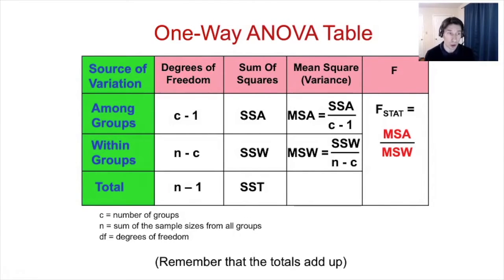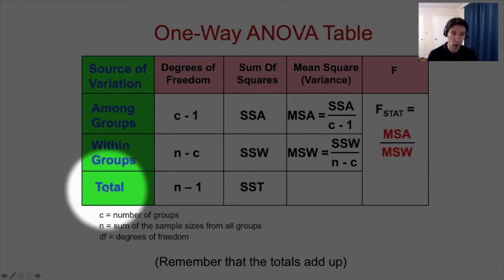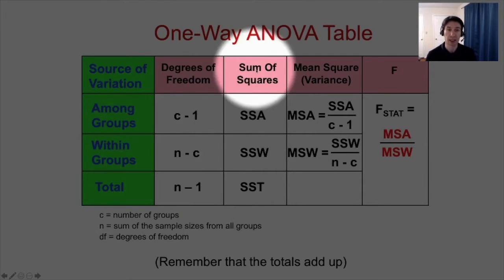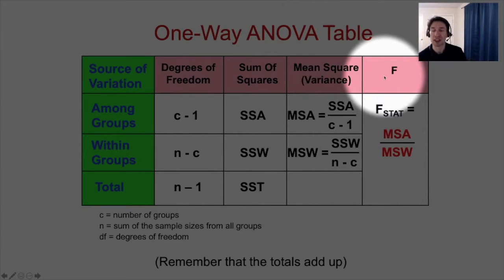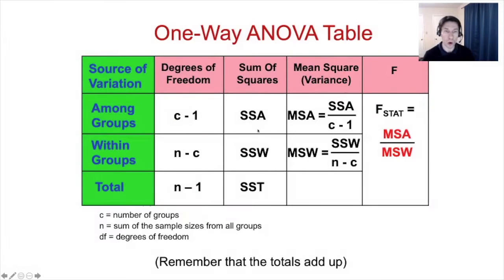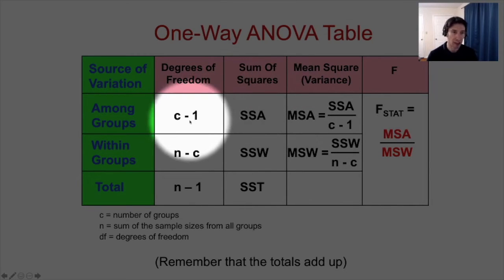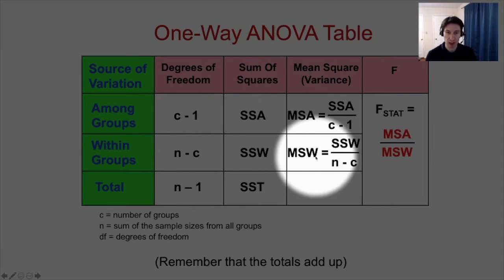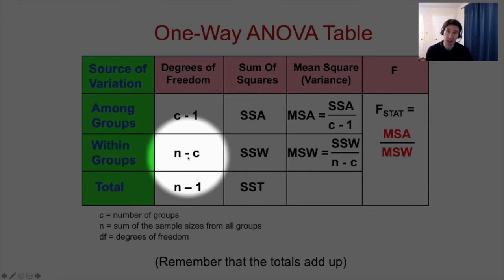So what does this table give us? It gives us, for each of the among groups, the within groups, and the totals, degrees of freedom, sums of squares, mean squares, and the F stat. And it tells us what the relationships are between all of these. So for instance, the MSA is just the SSA divided by the associated degrees of freedom. And the same with the MSW, the mean square within is just the SSW divided by n minus c, the degrees of freedom.